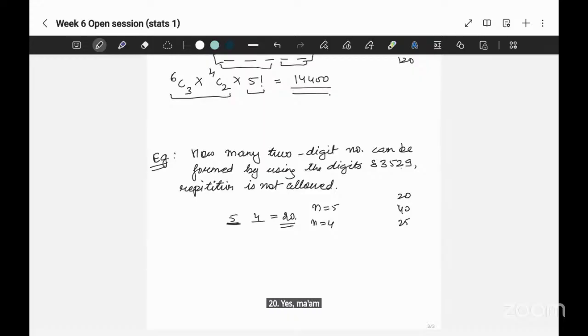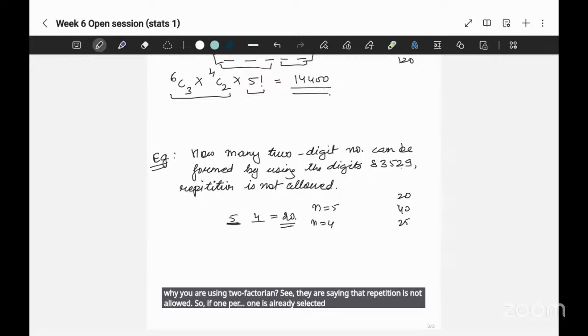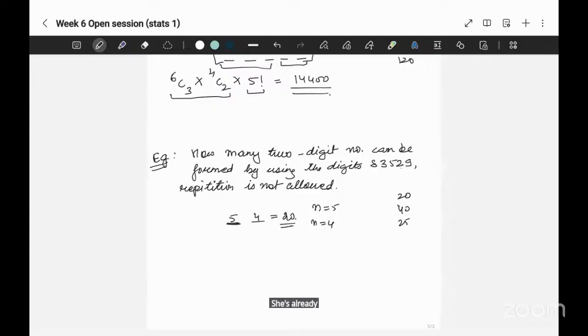Yes, ma'am. I have a question, ma'am. Here we don't arrange, like we don't multiply it with 2 factorial. Why are you using 2 factorial? See, they are saying that repetition is not allowed. So if one is already selected here, that can't be repeated here, right? So it's already arranged. There is a condition here. Got the point? And if the repetition was allowed, then you could have arranged them or something. You can do that.